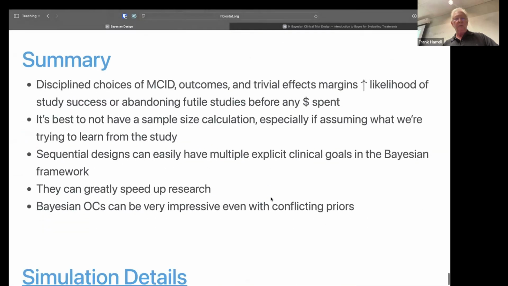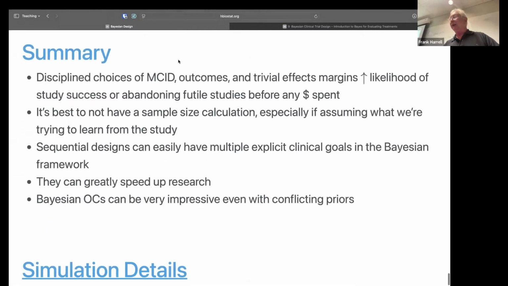In summary, we need to have disciplined choices. We can't have a game where we keep modifying the MCID. We need to have good outcomes. And if we have a margin for triviality of effect, it will help the clinical interpretation and the performance of the study. And we will abandon futile studies before all the money's spent.